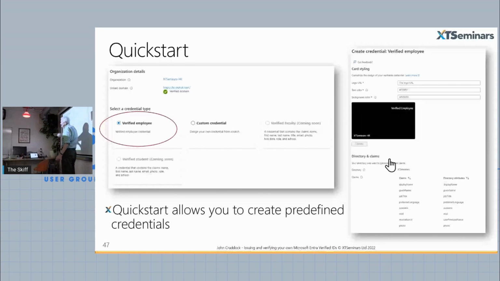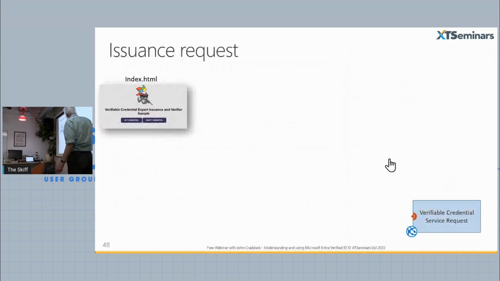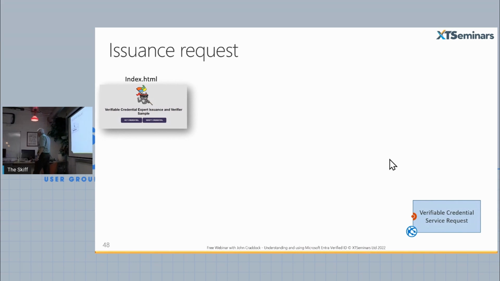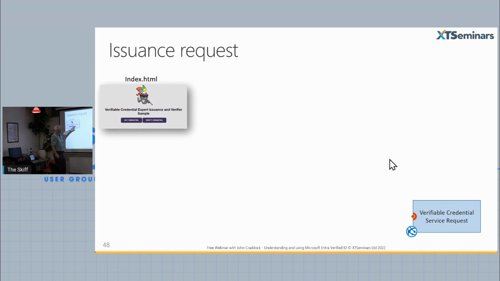If you want to craft it yourself, then you go for the custom, right? And if you go for custom, you can do anything you like pretty much. So this is the Microsoft example app. It has get credential and verify credential. And that's the first web page that comes up.